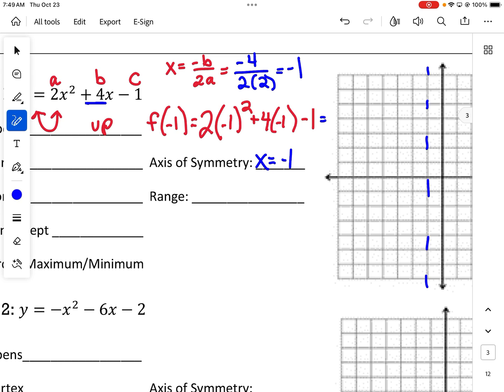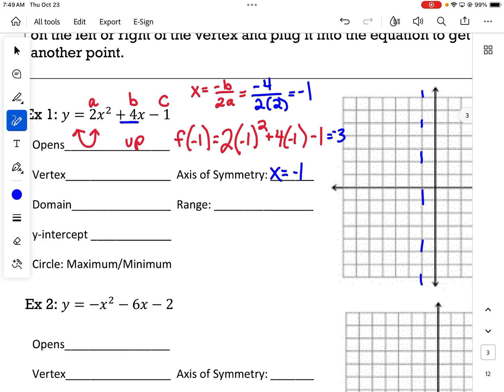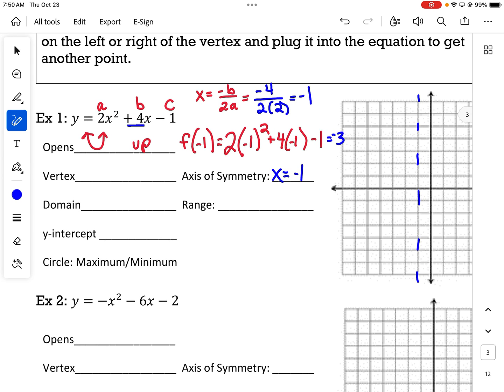Negative 3? Is that what y'all got? Okay, good. So that's the y value of my vertex. The x value is negative 1. The y value is negative 3. So I can write it as the coordinate negative 1 comma negative 3.